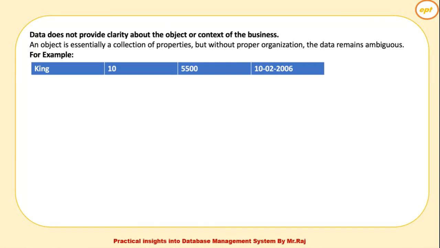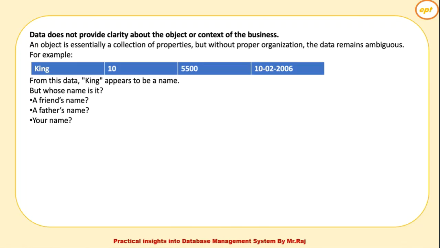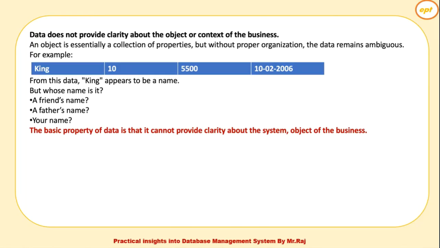Now there is one record, and the first column is King. King appears to be a name, but whose name is it? You can't even say. If we assume it is a name, whose name is it? Your name, a friend's name, my name, a nickname, or some brand name, anything, right? That is why one of the fundamental properties of data is that it can't provide exact clarity about the system or object of the business. System here means some software application or maybe some product.